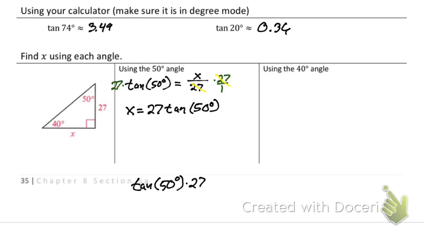All right, you should come out, I think, around to the nearest tenth. I came up with 32.2. And it's not degrees, it is a length. So x is 32.2 units long.